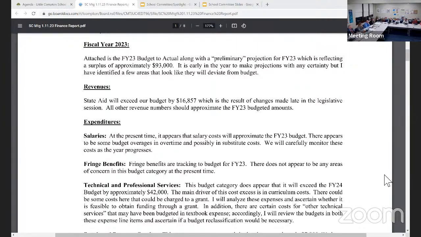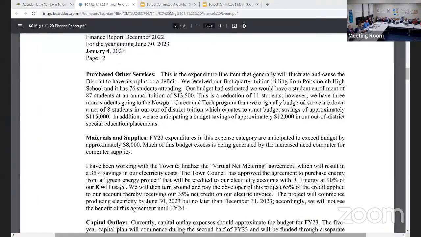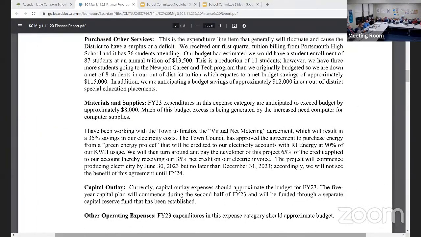Most of the expenses are in line. We do have a little bit of an excess on the curriculum side for some additional curriculum-related expenditures. And of course, we still have that surplus that's sitting in the Portsmouth High School account as a result of the reduction in the number of students that we had from budget. If you recall, we had 87 students budgeted at 13.5, and we have 76 students through the first quarter that were attending. So there's a savings there.